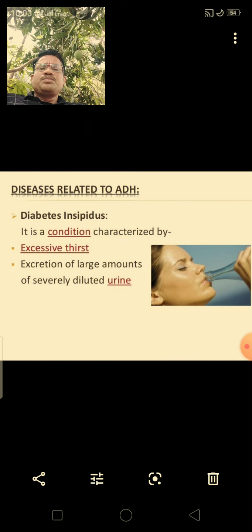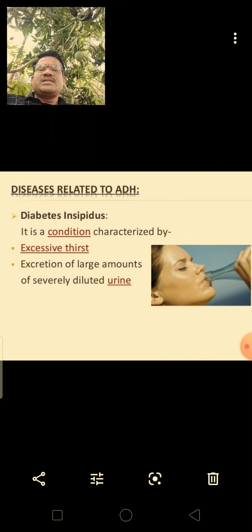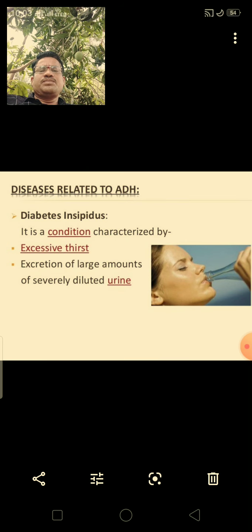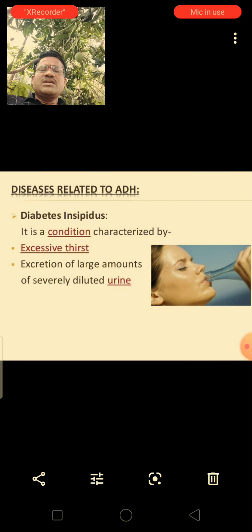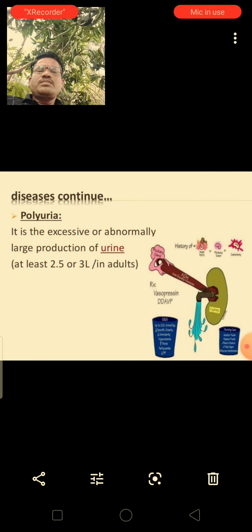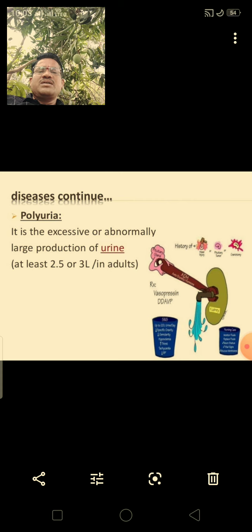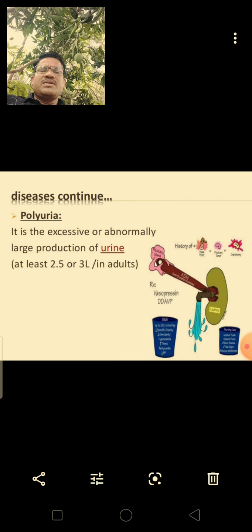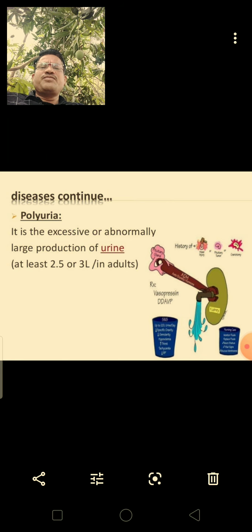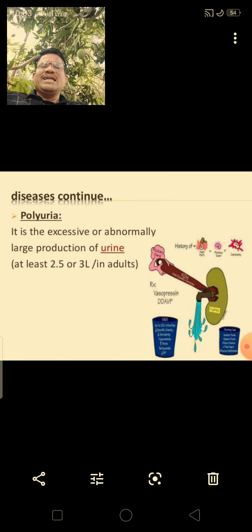Next one, diabetes insipidus. It is a condition characterized by excessive thirst. What is that? Excessive thirst. Next, excretion of large amounts of severely diluted urine. Next, polyuria. It is one type of disease from excessive or abnormally large production of urine. That means at least 2.5 or 3 liters in adults.